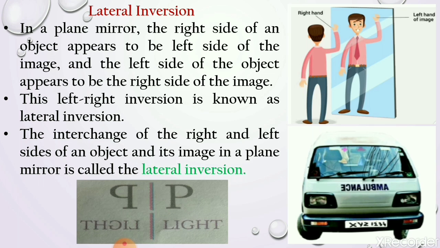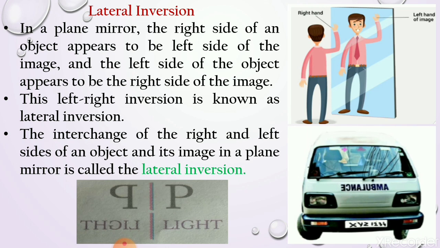As you can see, there are three diagrams here. In the first diagram, a person is raising his right hand, and in the plane mirror, the image has raised his left hand. Now students, in the second diagram you can see "ambulance" written laterally inverted. On hospital vans in which serious patients are moved from one place to another, the word ambulance is also written as a mirror image, laterally inverted.